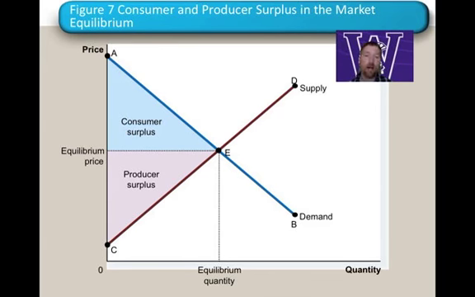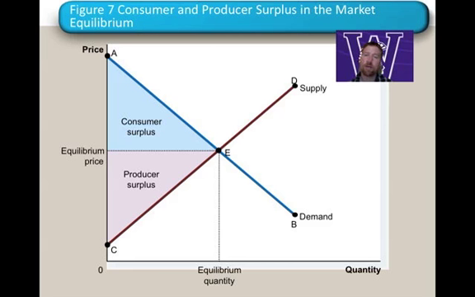Here you have the supply curve and the demand curve, and you can see where the equilibrium price is at. So the equilibrium price up to the demand curve is consumer surplus. The equilibrium price down to the bottom of the supply curve is the producer surplus. So for this instance, someone's willing to pay an awful lot at point A there for this good, but only has to pay the equilibrium price.